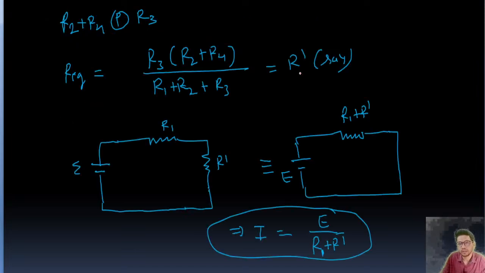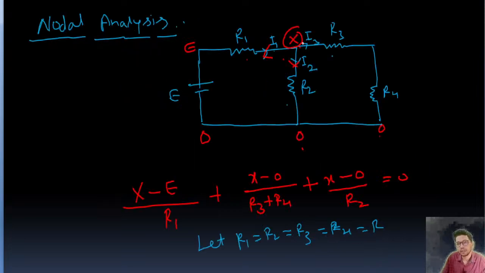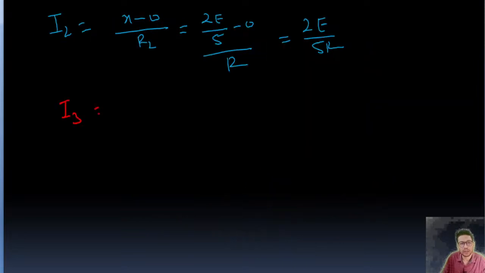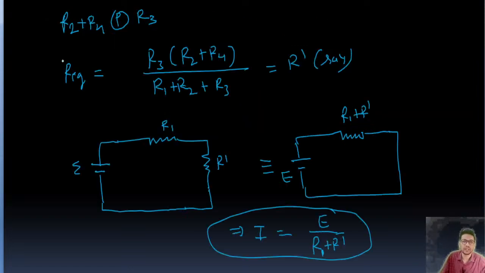Now similarly you can find I3. I3 is going to be x minus 0 upon r3 plus r4, right? So x is 2e upon 5, upon 2r, so the 2 will get cancelled, and this is going to be e upon 5r. Okay, this is the answer. This is I3. So we can easily find this.